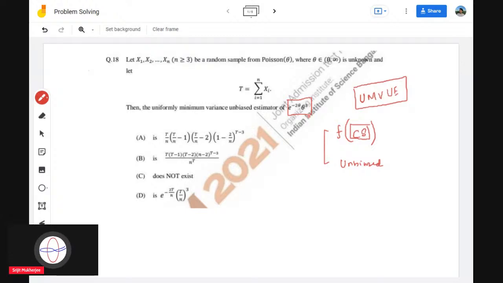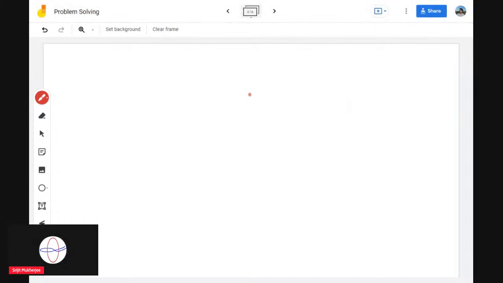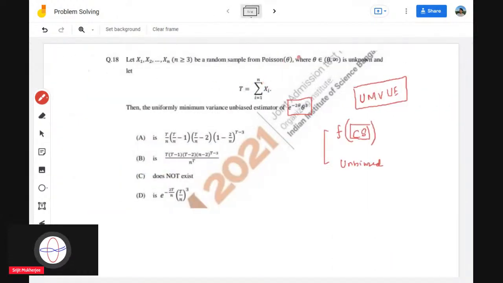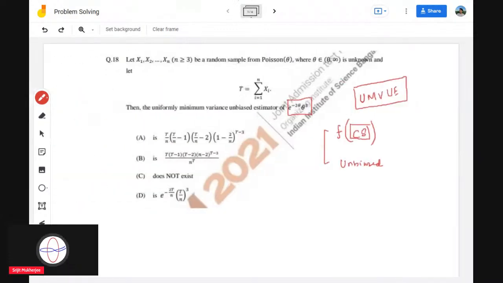If it's asked about e to the power minus theta into theta cube, my question is that f of theta is there. You may know a complete sufficient statistic of theta. Let's say in this case it is x bar, that is T. T is complete sufficient for theta since it's Poisson. So is it f of T, or something else? That's the question. Do you understand, guys? Is it f of T?